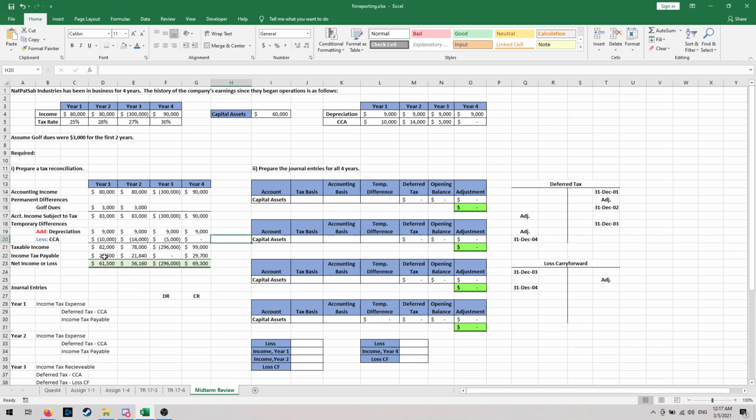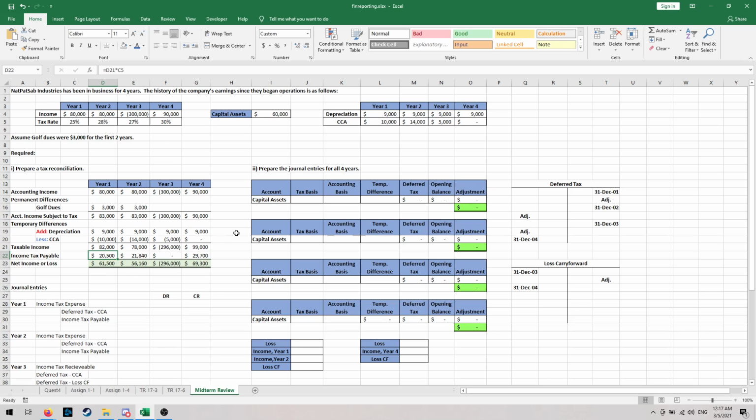You can see that I do have it set up to automatically calculate the taxes payable. This is just going to multiply the taxable income by the tax rate in that year. And we're not required in the question to come up with the net income or loss, but I have added it here.